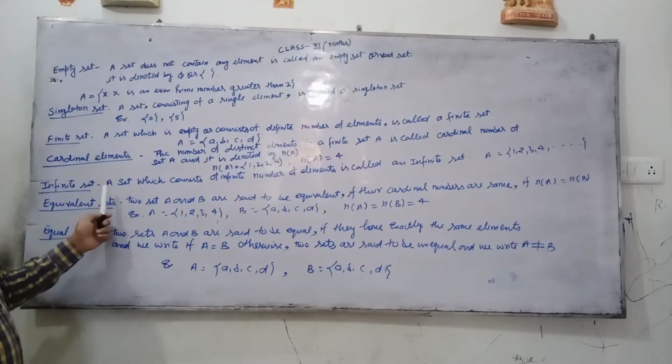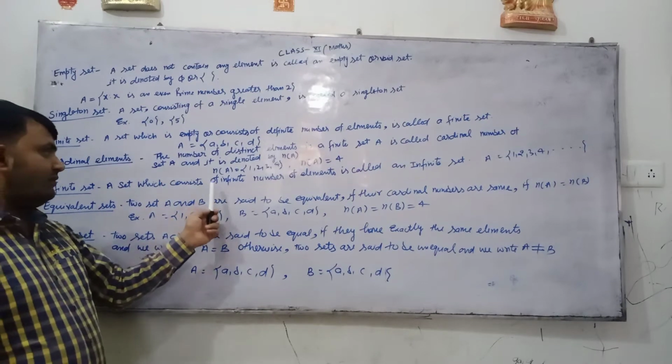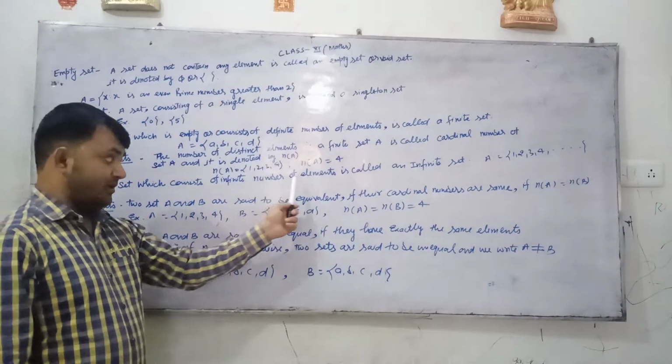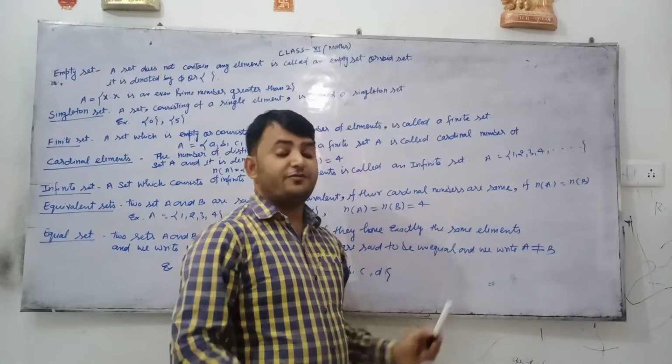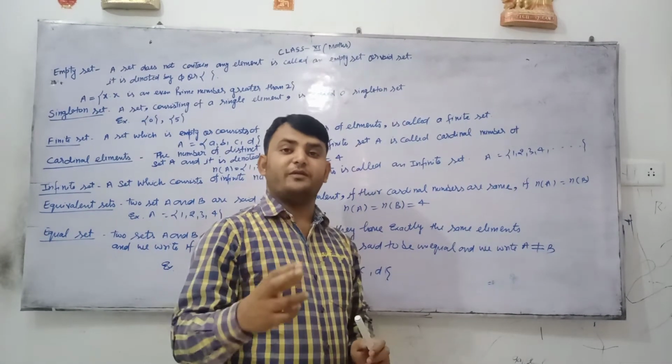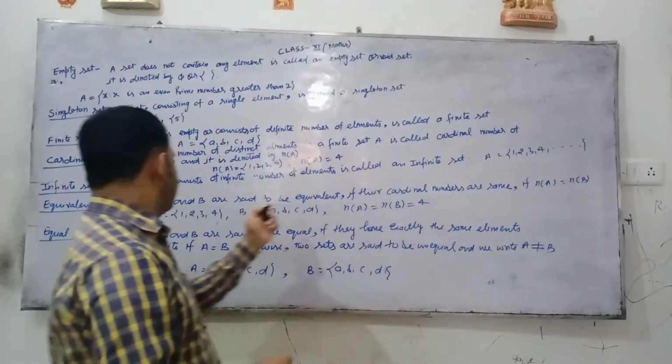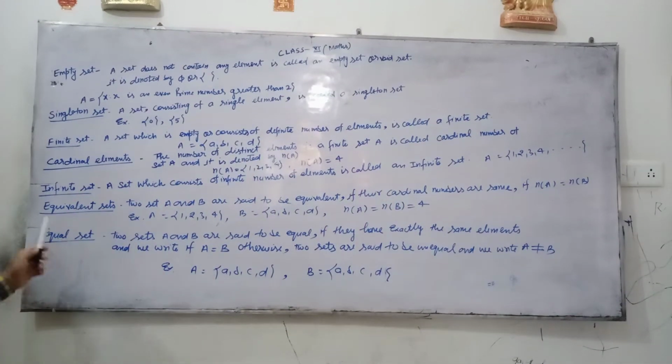Infinite set: a set which consists of an infinite number of elements is called an infinite set. If you can't count the number of elements in a set, then that is an infinite set.